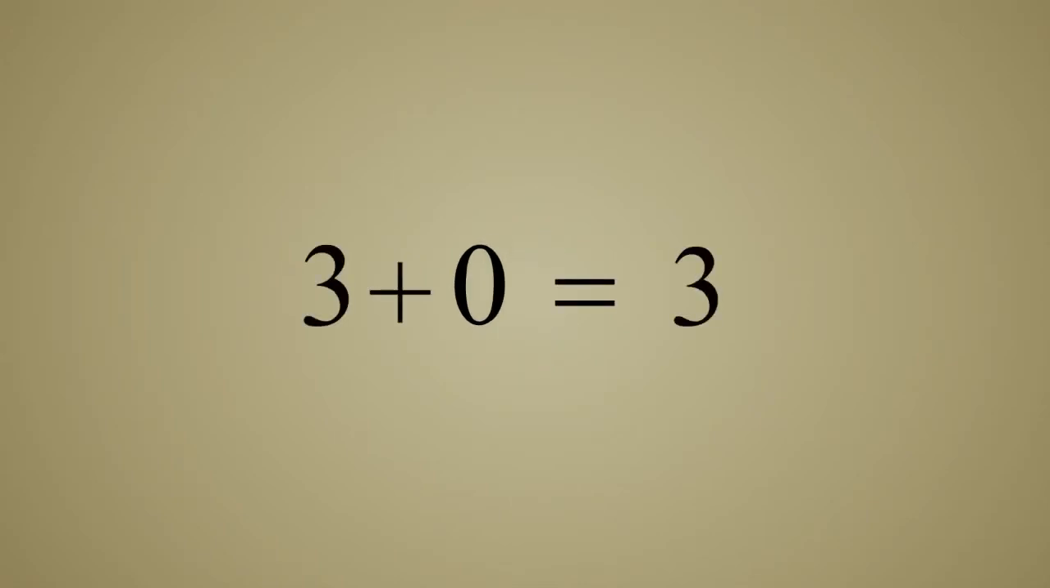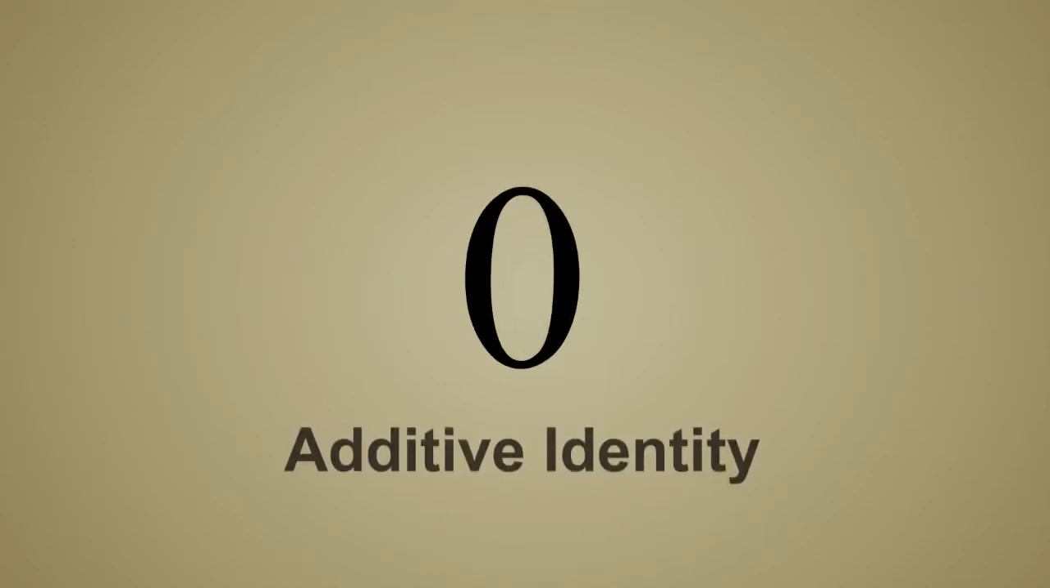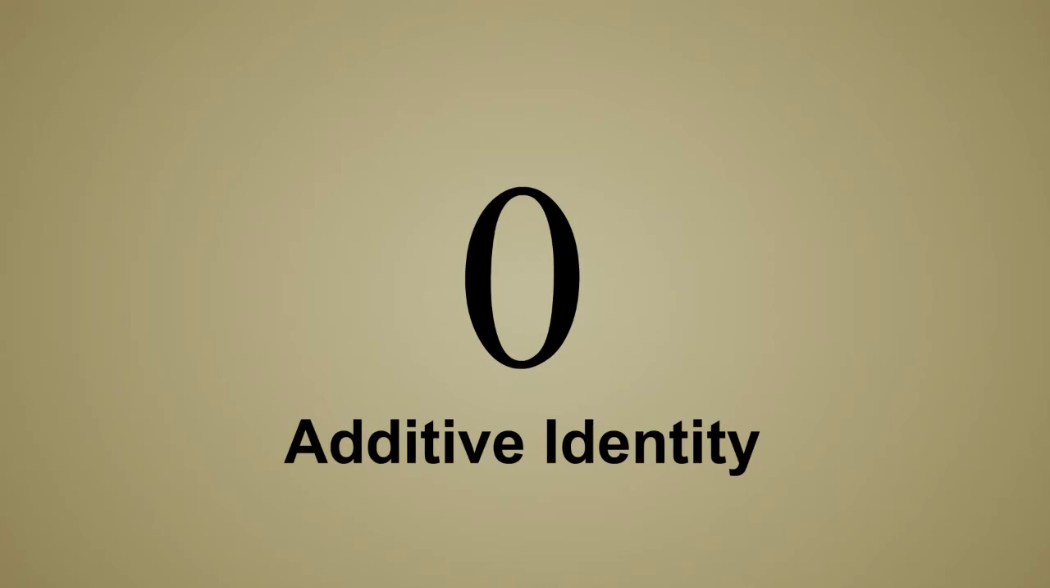0 is a number with a unique property. When you add 0 to any number, the value of that number is unchanged. In mathematics, an identity element is a number that leaves the value of something unchanged when a particular mathematical operation is performed. So 0 is known as the additive identity.